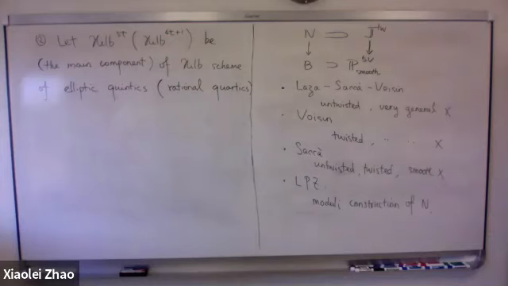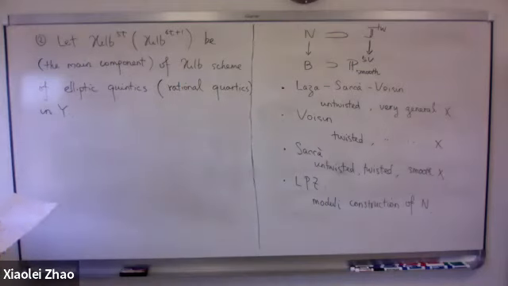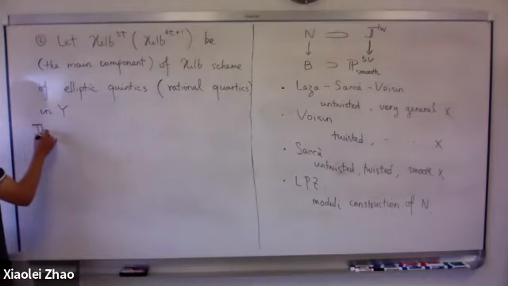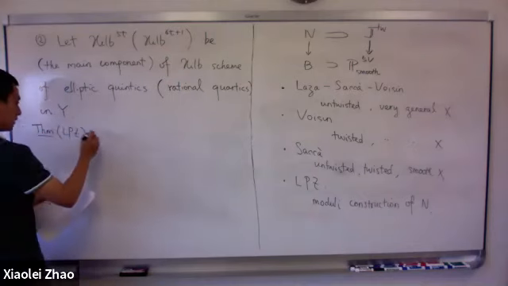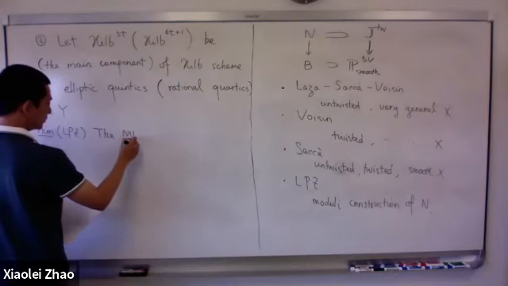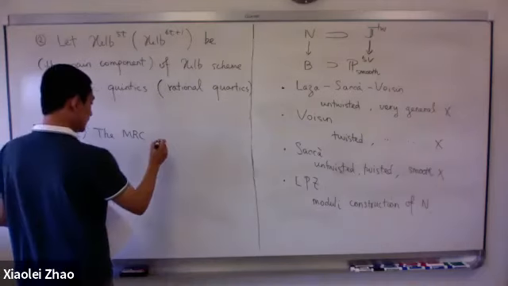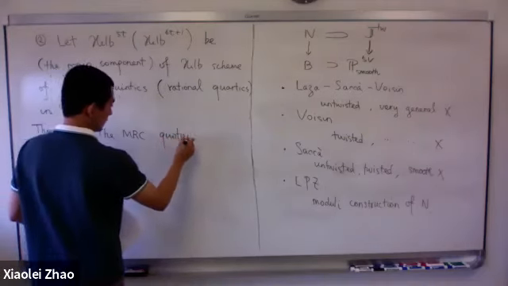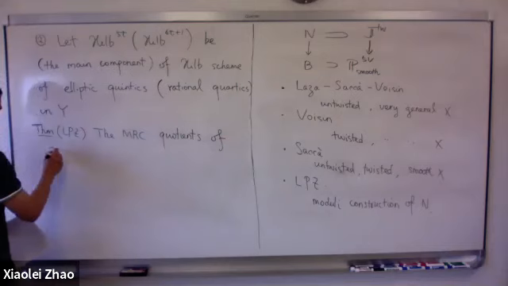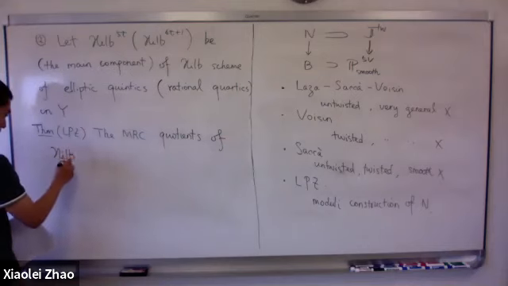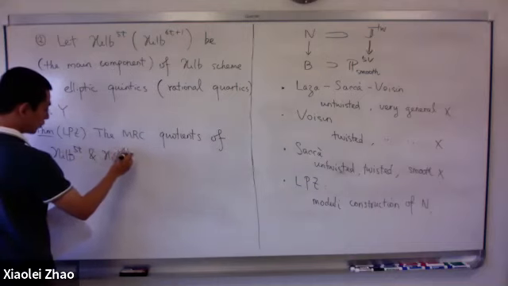Okay, so look at the Hilbert scheme of this kind of curves inside Y. The theorem, which was conjectured before, is: if you look at the so-called MRC quotient, the maximally rationally connected quotient, of this Hilbert scheme of elliptic quintics, and the Hilbert scheme of rational quintics.